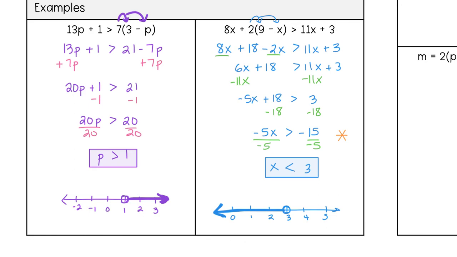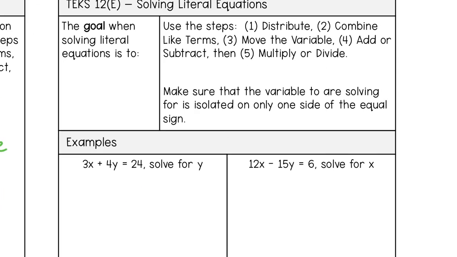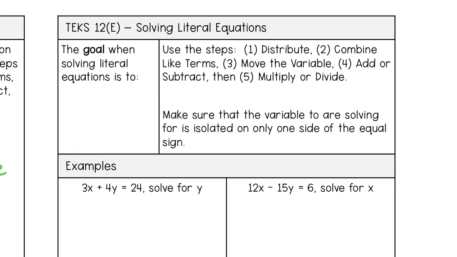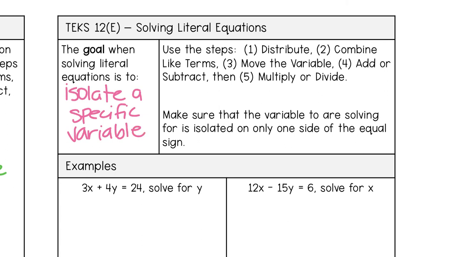And then the last thing that we did in this unit was we solved literal equations. So the goal when you're solving a literal equation is to isolate a specific variable. So you're going to have more than one variable, a bunch of different letters. They will tell you which one they want you to solve for. And all the steps are the same. Distribute, combine, move, add, multiply.